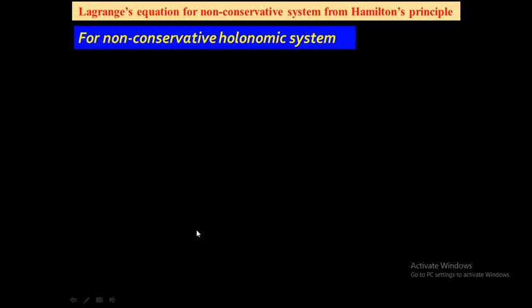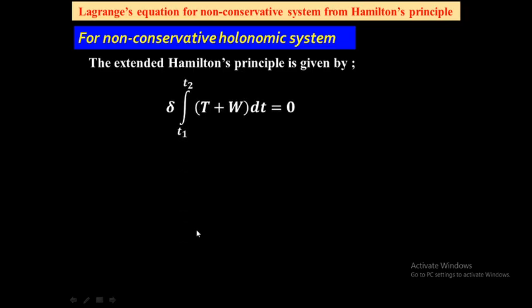Now we will take Hamilton's principle, that is the extended Hamilton's principle. This is also called Hamilton's variational principle, the extended Hamilton variational principle. So delta of integral from t1 to t2 of (T plus W) dt equal to 0. This is the extended Hamilton's variational principle. T is the kinetic energy, W is the work done by the system of particles, and t1 and t2 are the initial and final time.